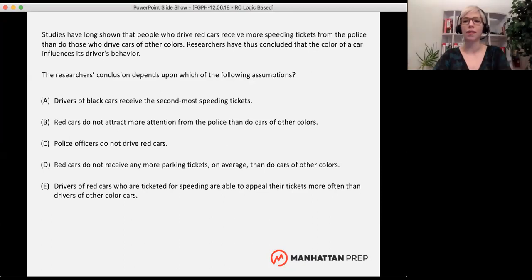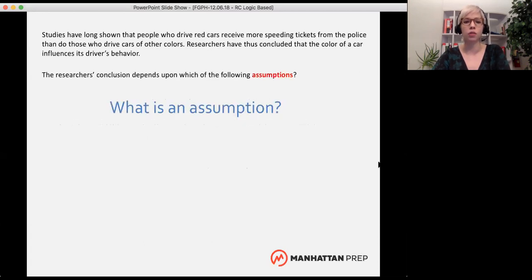All right, hopefully that was enough time to give this one a try. You typically want to give yourself under 2 minutes to do these. I know that this one wasn't too much to read. Some of the other ones are a bit longer, but that's kind of what you want to aim for. So a couple things that we want to address in this one. One is just, what is an assumption? The question asks us, the conclusion depends on which of the following assumptions.